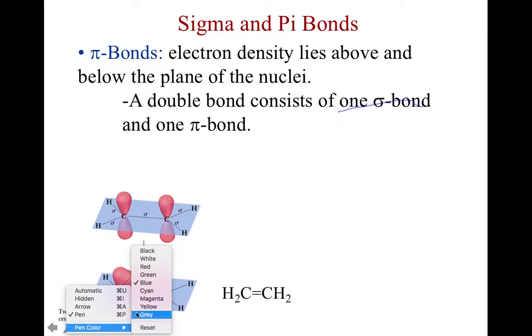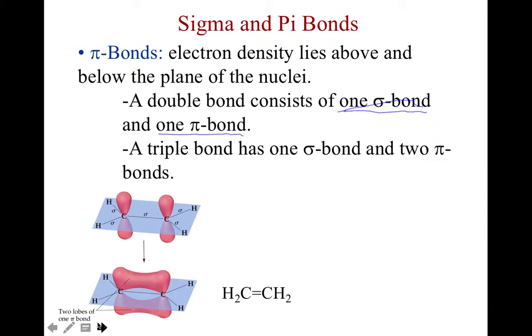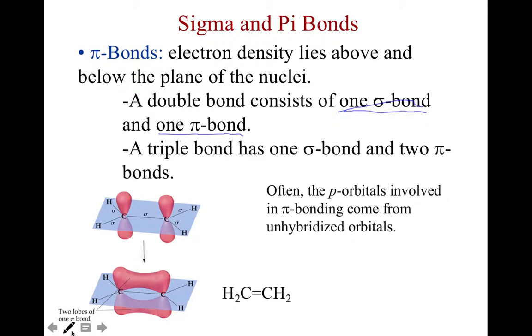I don't know how to erase that, but that was a really great straight line. So one sigma bond and one pi bond. So a triple bond has one sigma bond and then two pi bonds. That's what you need to know: a double bond is one sigma, one pi bond; a triple bond, one sigma bond, two pi bonds.